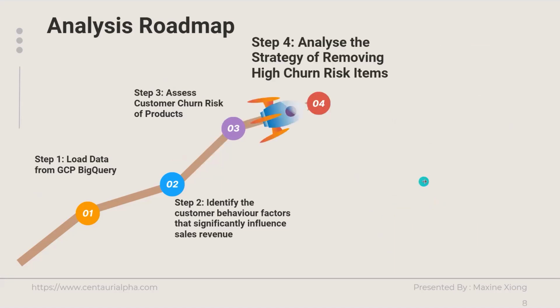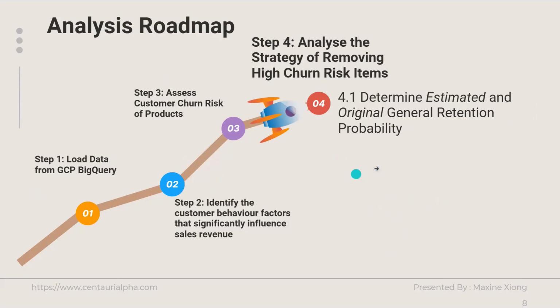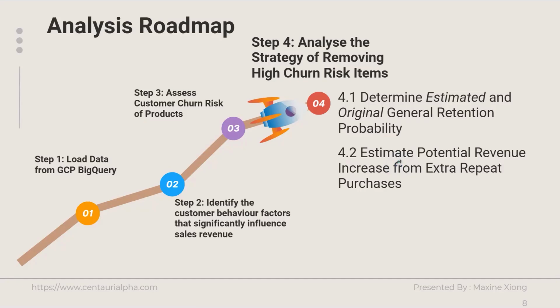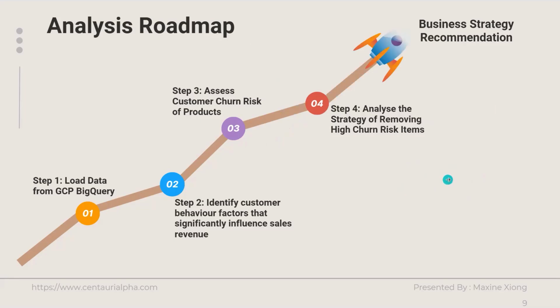To evaluate whether removing those items could result in positive impacts on clients' business, we first determined the general estimated retention probability and the original retention probability for orders that include high churn risk items. These metrics are key to computing how many extra repeat purchases could derive from removing those items. We then can estimate the potential revenue increase associated with those repeat purchases. Finally, we also evaluated the trade-offs between customer retention gains and losses. Coming next, we'll go through those steps in more details.